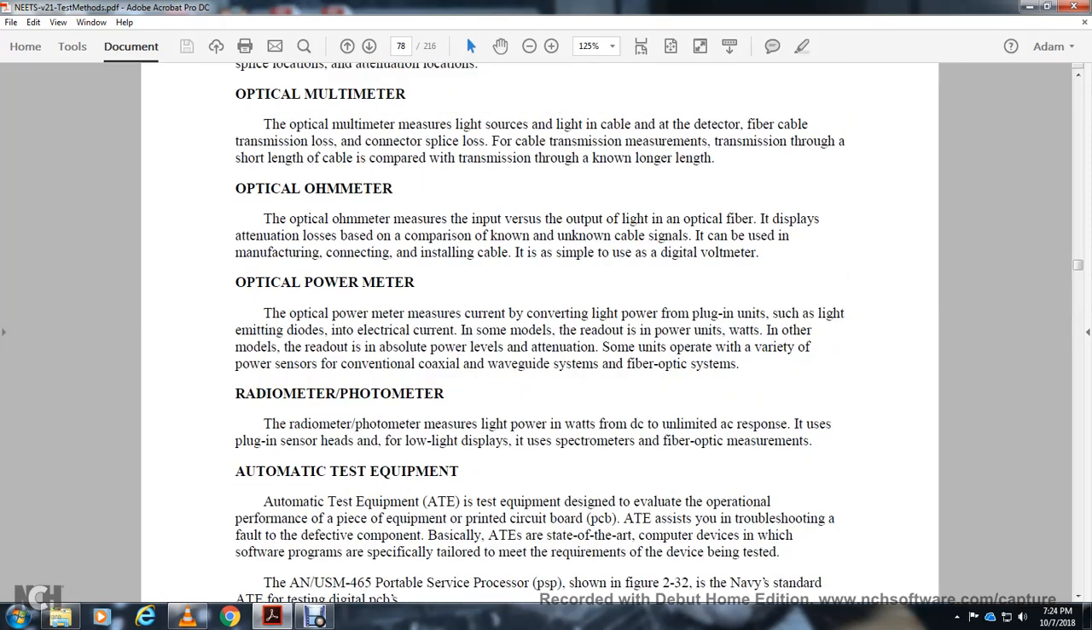Alright, optical power meter. The optical power meter measures the light power by converting light from the plug-in unit into electric current, with the reading of the power in watts and other units, with a readout of the absolute power level of the attenuation. Some of the units have an area with power sense for conventional coaxial waveguide systems, fiber optical systems, radiometer, and photometer meter with light and power in watts for DC or unlimited AC response. You have a plug-in sensor lead for low light and display with UV spectrums and fiber optic measurements.